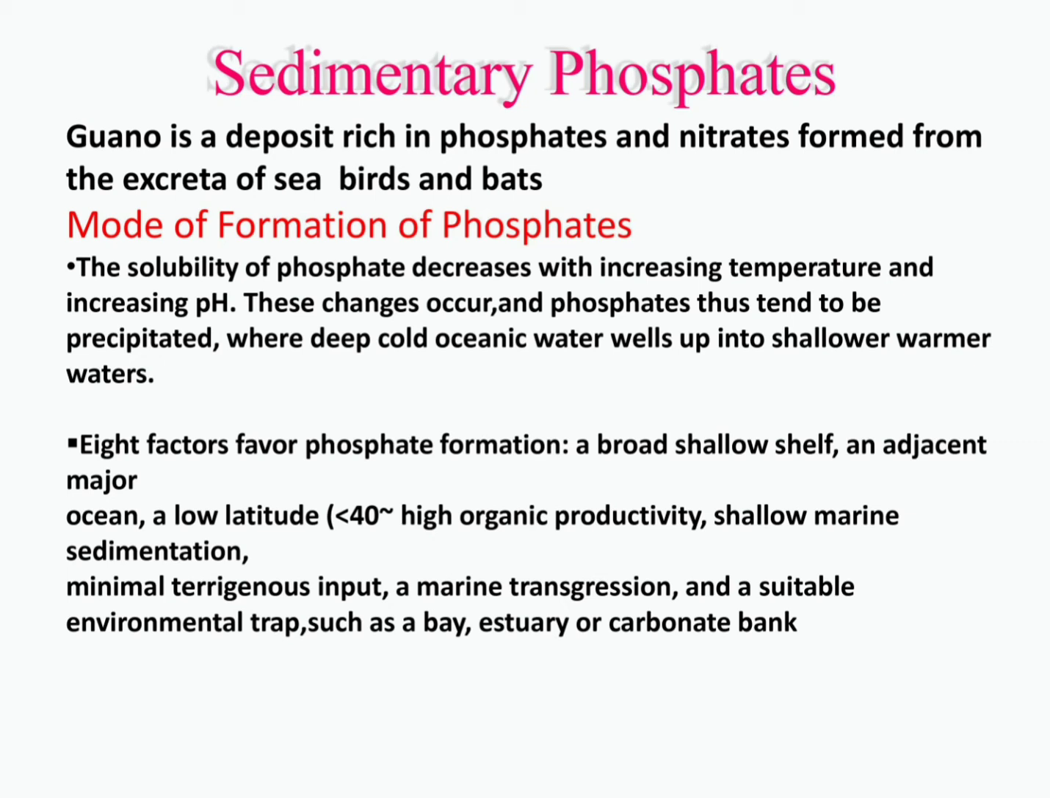So they need a region where they get trapped, with no sedimentary input, no extra terrigenous input, such as a bay, estuary or carbonate bank. So these types of environment are needed for the formation of phosphate. They need a broad shallow shelf adjacent to them. They need a major ocean. They occur in low latitude regions.